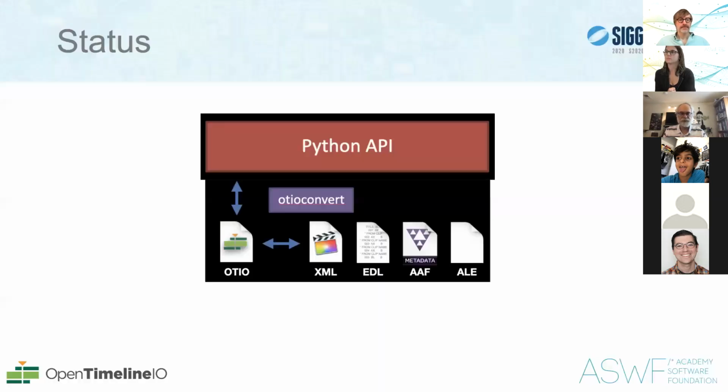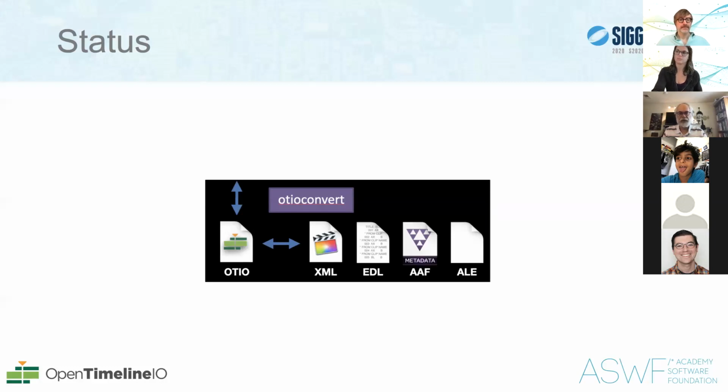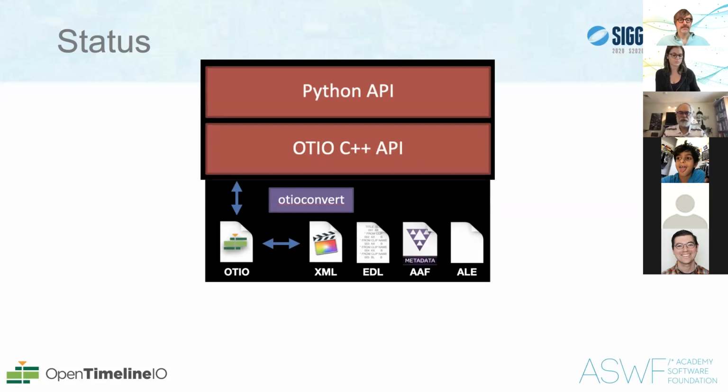Next slide, please. The original release of OpenTimelineIO last year was implemented in Python, and it included OpenTimelineIO convert. Next slide, please. Earlier this year, we released a version where we built a C++ core API, rebuilt the Python API on top of that, and the rest of the pipeline remained the same.